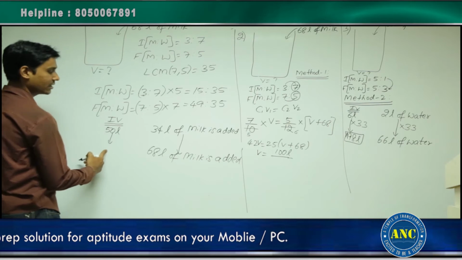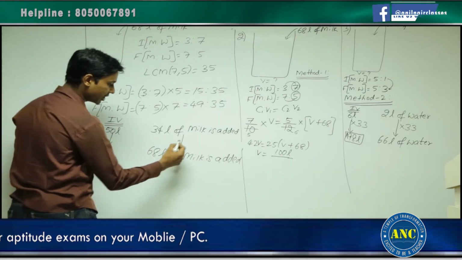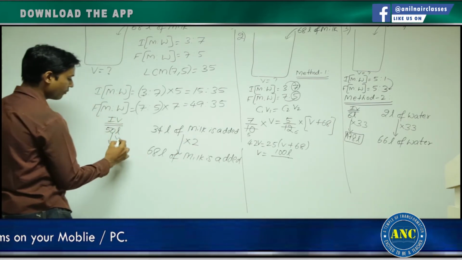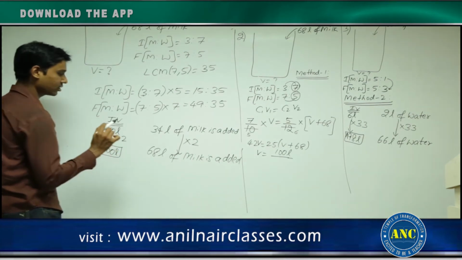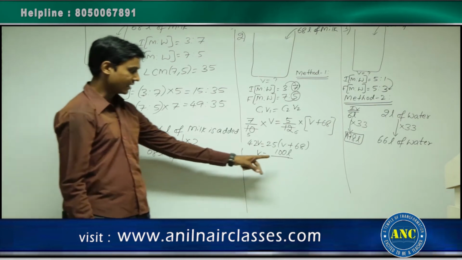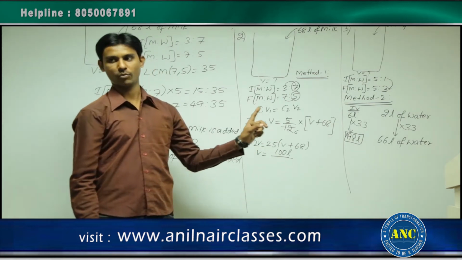According to the question, how much they are asking? 34 is becoming 68. Multiply by 2. 50 also multiply by 2. What is 50 into 2? 100. Answer for this question is 100 liters. And that is the same answer what we got in the method 1 also.